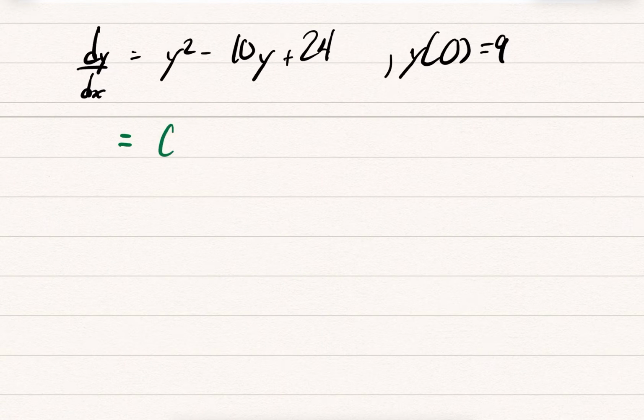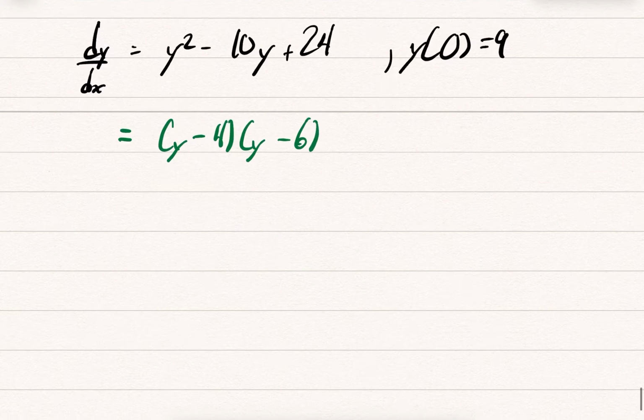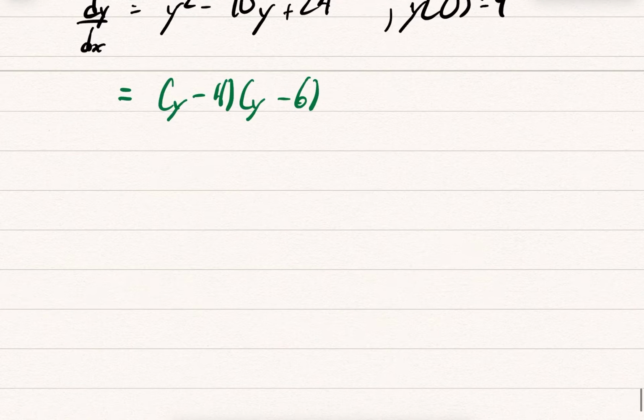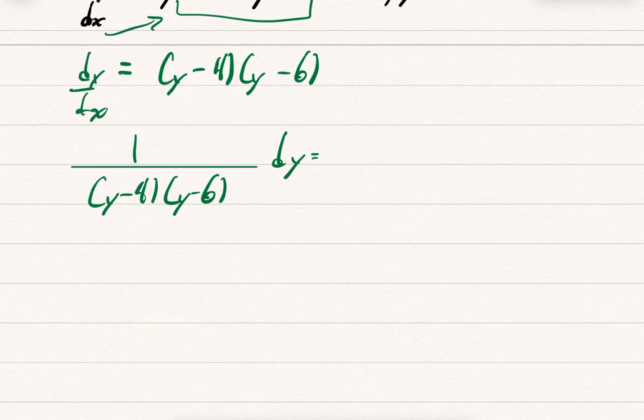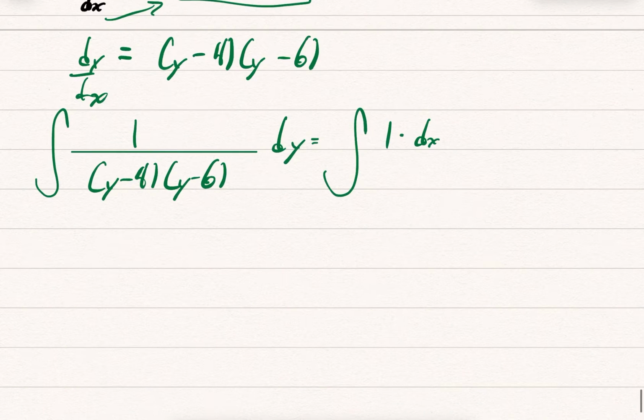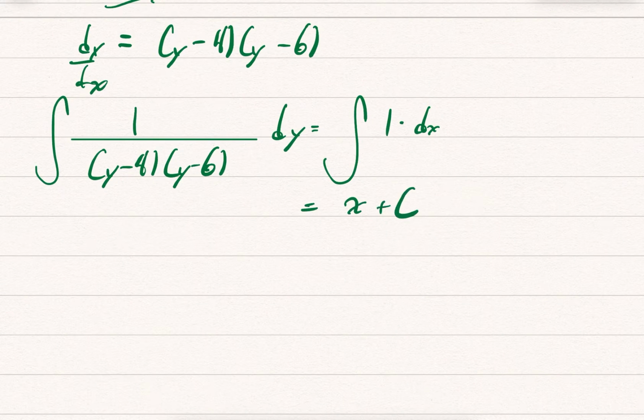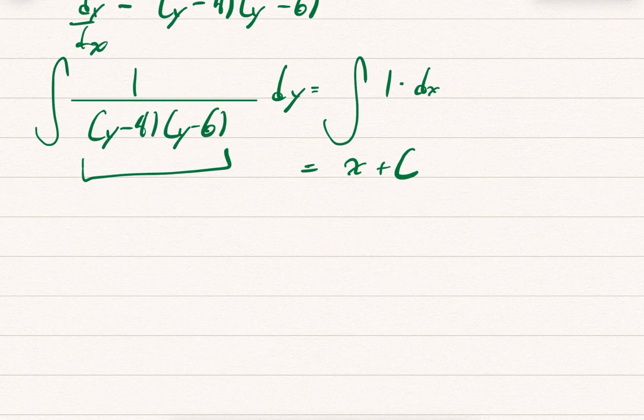After you factor it, you're going to get your roots as y minus 4 times y minus 6. Cool? Okay. So now I'm going to bring this dx up, bring this whole thing down, and you'll see what that means in a second. I'm going to get 1 over (y minus 4)(y minus 6) dy equals 1 times dx, integral. Everything cool here? We're going to get x plus c on this side. This is what we've got to work on.